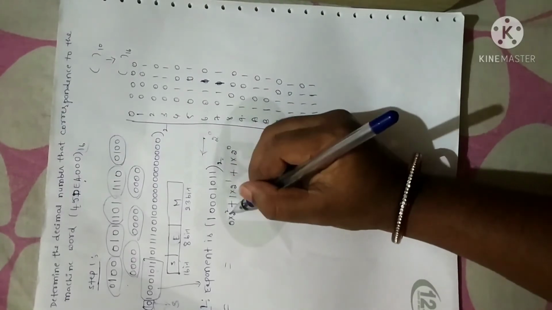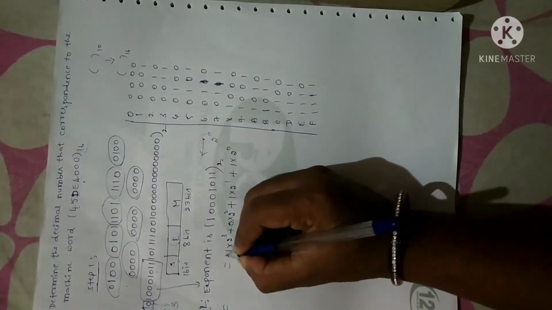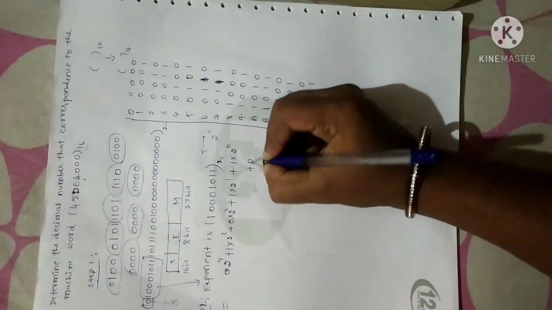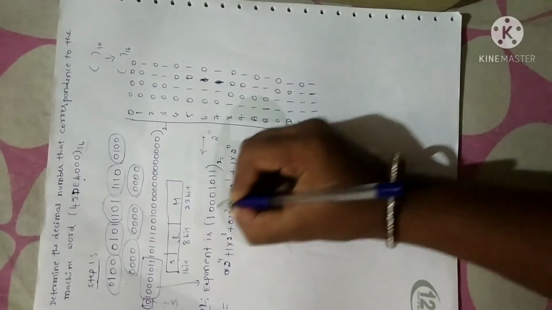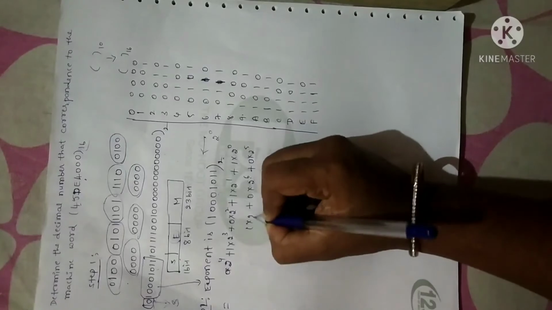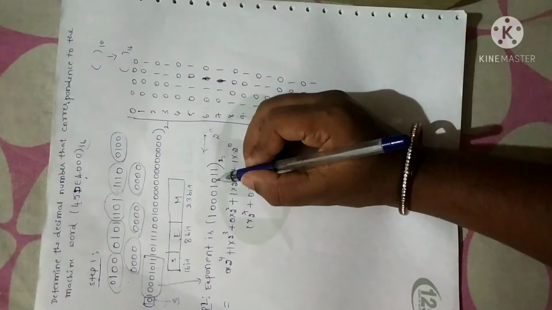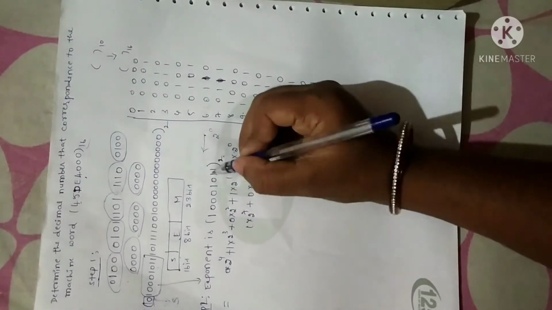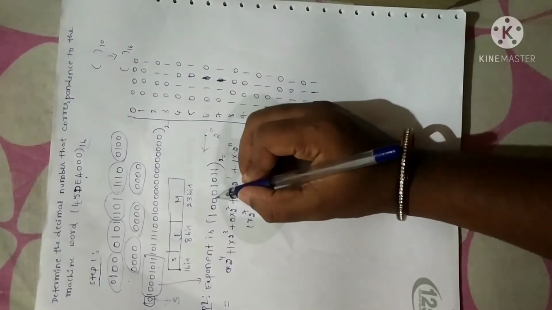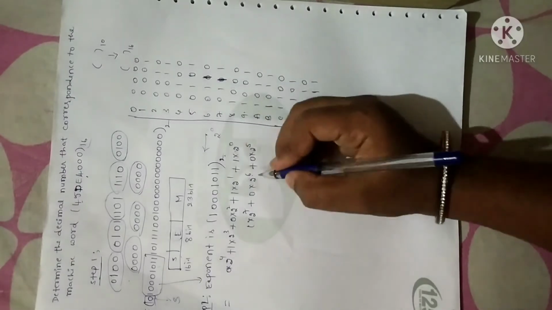So 1 into 2 power of 1, 0 into 2 power of 2, next 1 into 2 power of 3, plus 0 into 2 power of 4. I'll write here, plus 0 into 2 power of 5. Next, plus 0 into 2 power of 6. Plus 1 into 2 power of 7. Fine. So it's 2 power of 0 for the first digit, 2 power of 1 for the second, 2 power of 2 for the third digit, and so on up to 7 for the eighth digit. So the power will be increasing by 1. In that order you have to multiply the powers of 2.